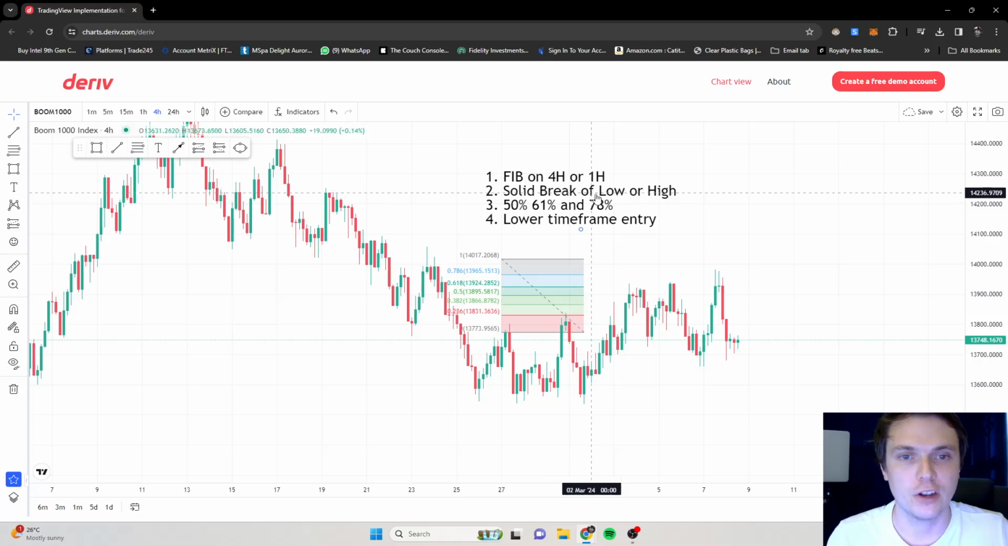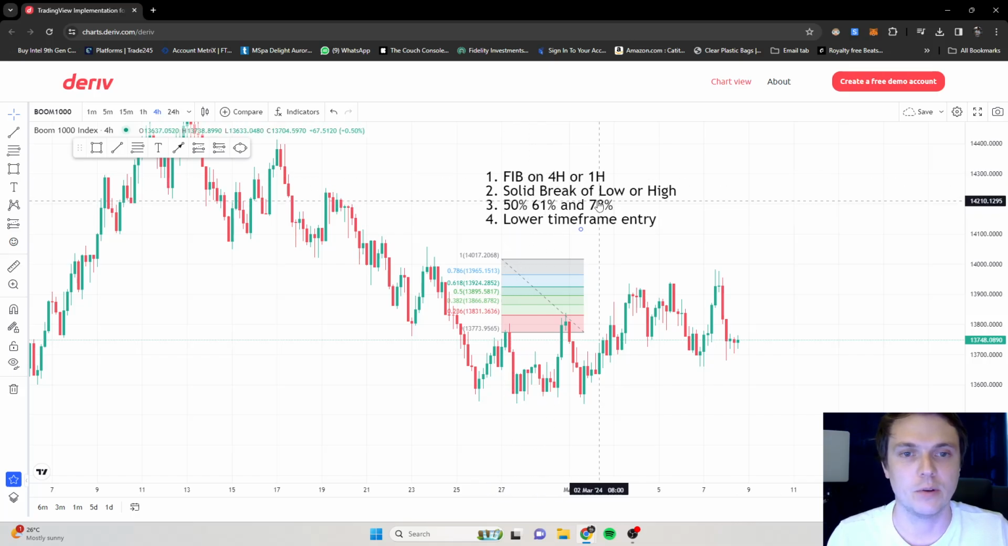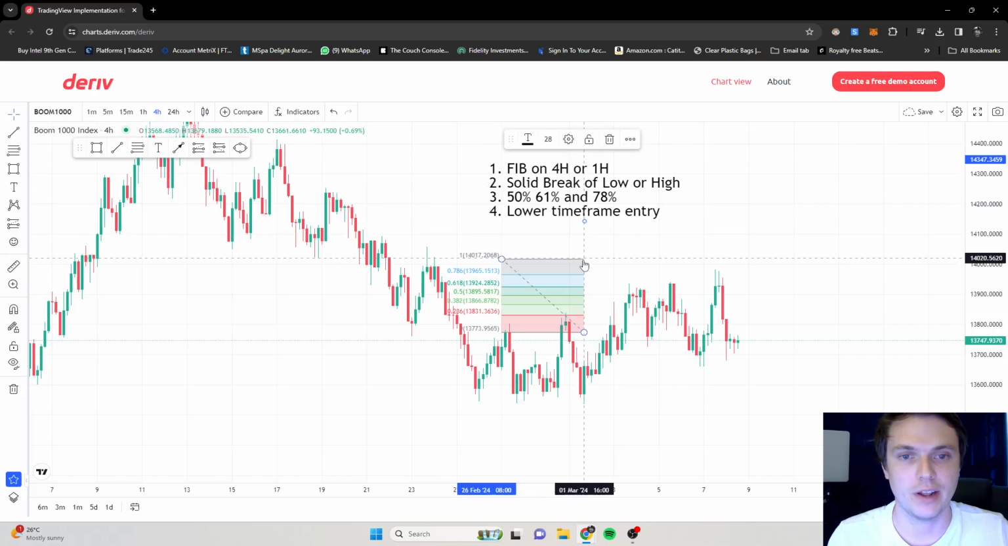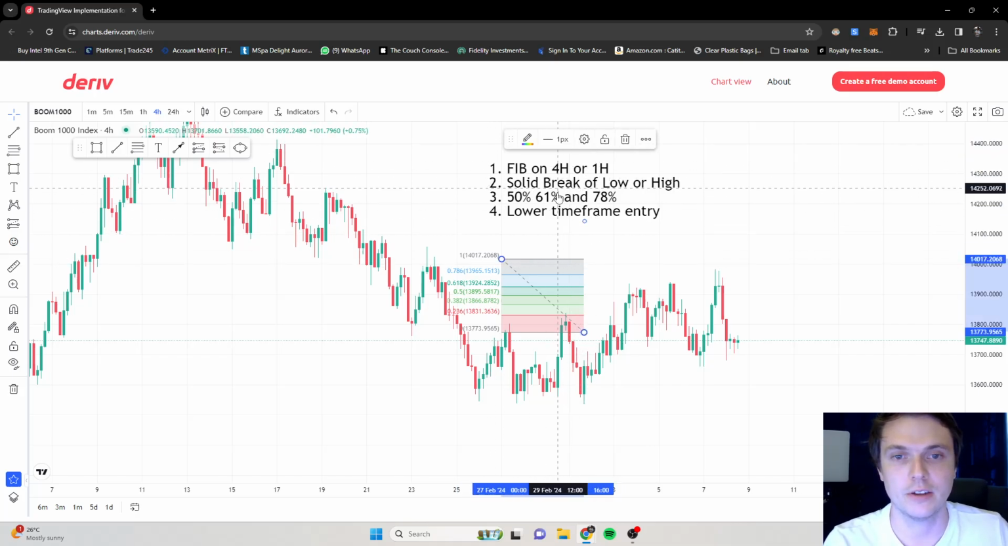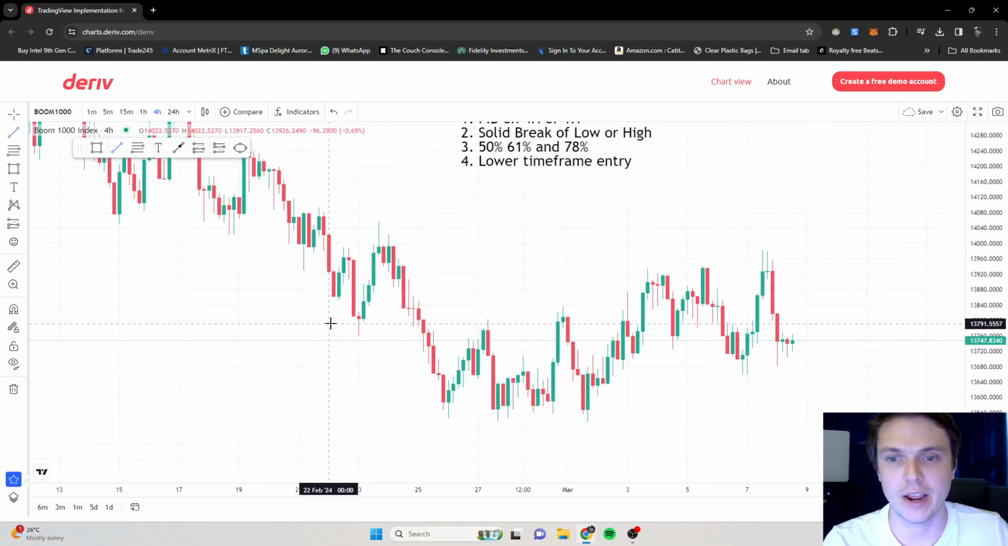Then we're going to look for a solid break of a low or high. We're going to look at the 50%, especially on the 4 hour, and then we're going to look at the 61 and the 78 and the 50 on the 1 hour, and we're going to look at a lower time frame for an entry. So if you want to write that down, it might be a smart time to write that down.